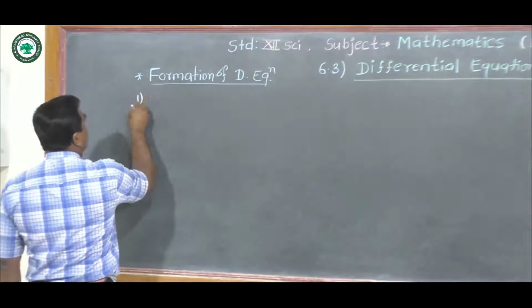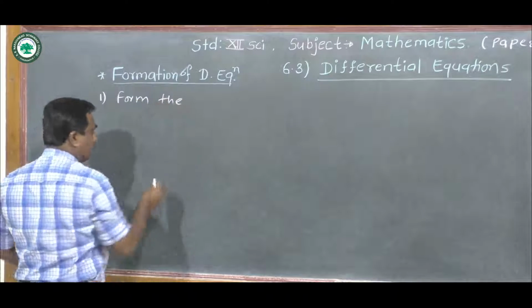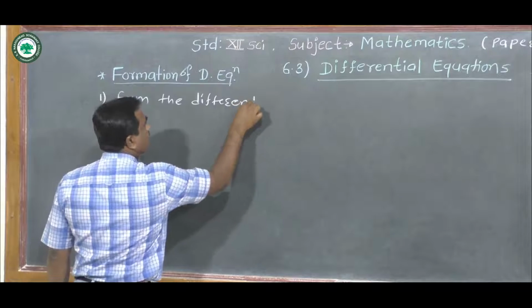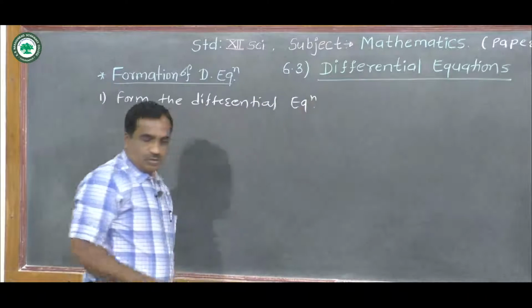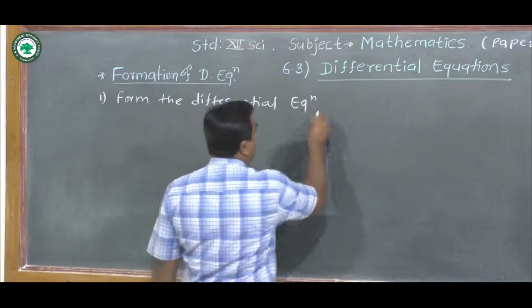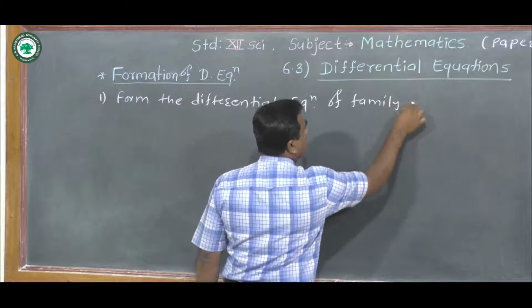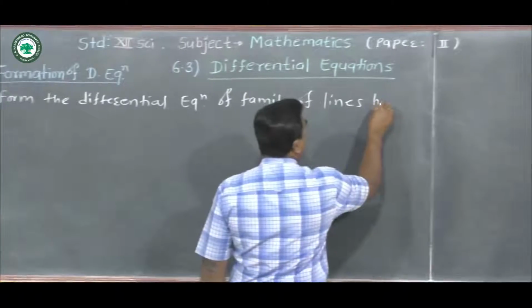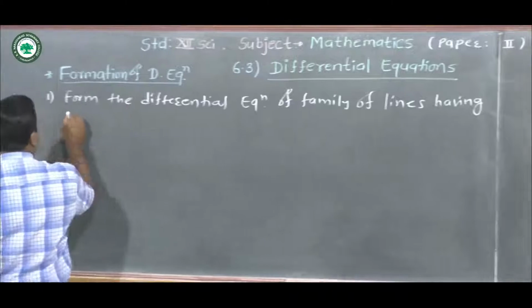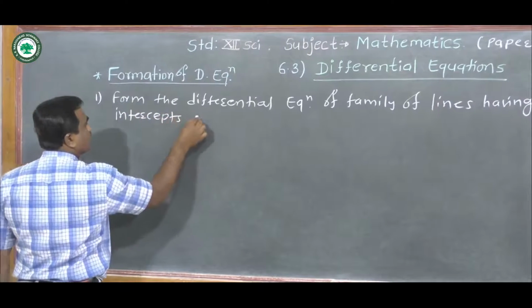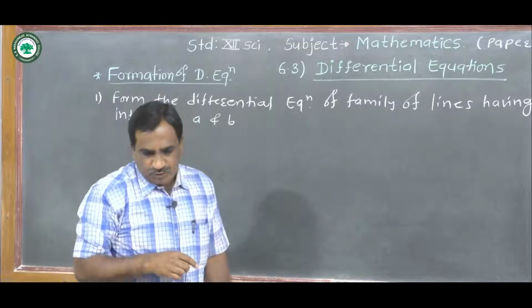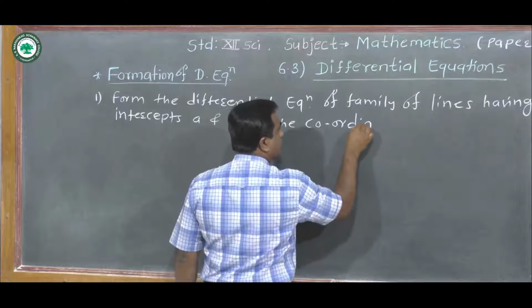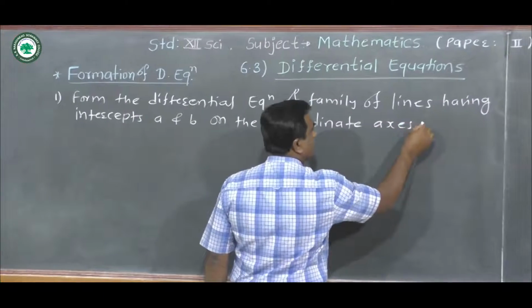First example, form the differential equation of family of lines having intercepts A and B on the coordinate axis respectively.